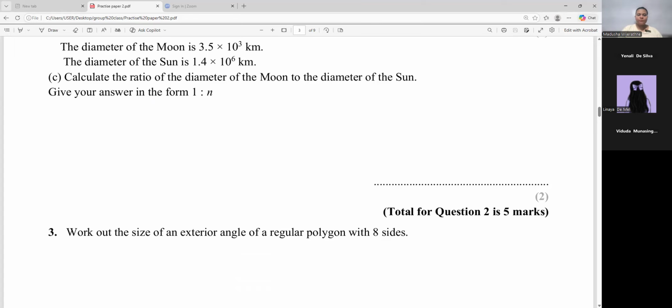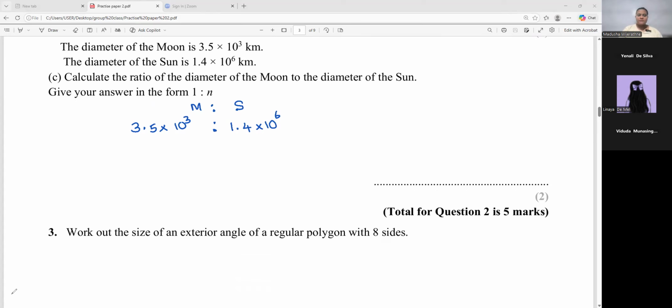The diameter of the moon is 3.5 into 10 to the power 3. The diameter of the sun is 1.4 into 10 to the power 6. Calculate the ratio of the diameter of the moon to the diameter of the sun. Ratios. Moon is to sun. Diameter of the moon is 3.5 into 10 to the power 3. Diameter of the sun is 1.4 into 10 to the power 6.